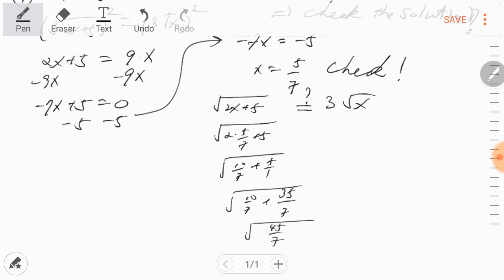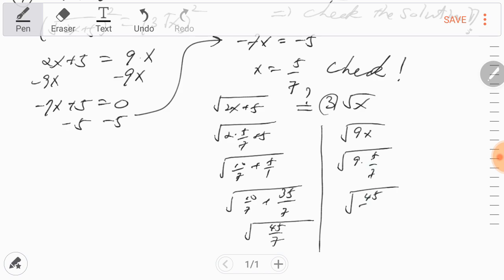This is what we got on the left-hand side. How about the right side? Okay, right side. So you can move 3 inside, then it will be 9x. Then 9 times x is what? 5 over 7. The square root of 5 times 9 is 45 over 7. So this is equal. Okay, so the answer is what? 5 over 7.